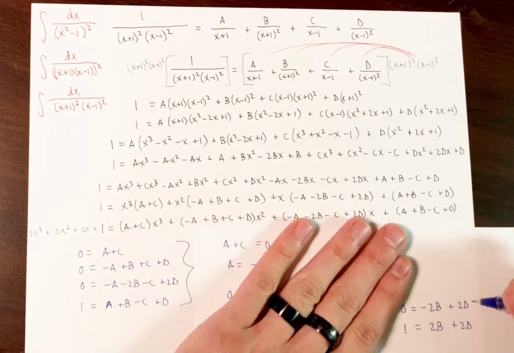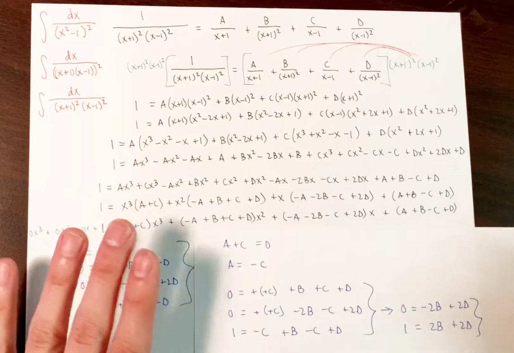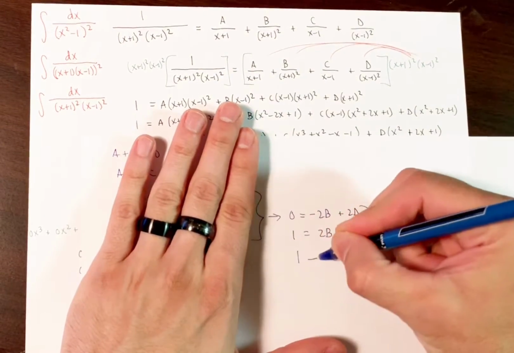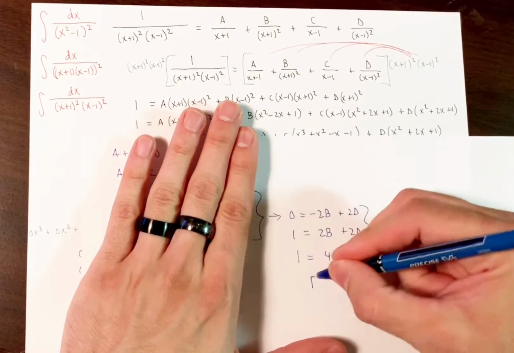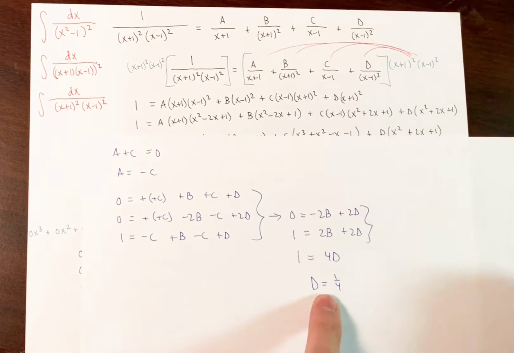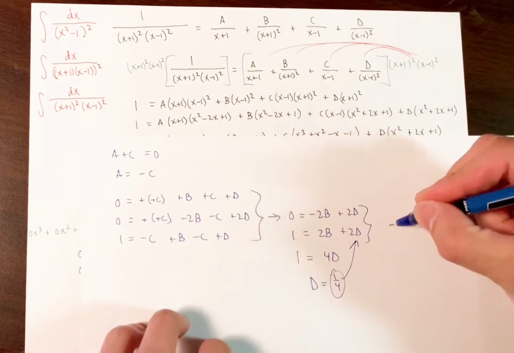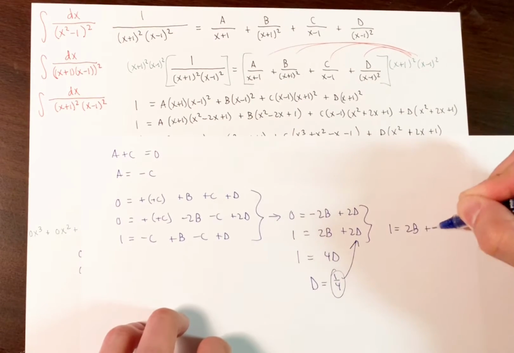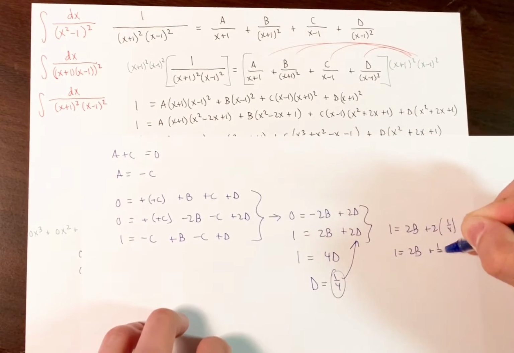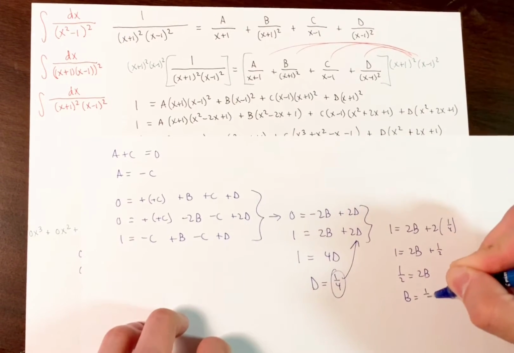So I've created here a tiny little system of equations, which conveniently can be solved because the B's would go away, so that 1 equals 4D. So D is 1/4. As soon as you have D, why don't you take it and plug it back in there to find B? So this is 1 equals 2B plus 2 times 1/4. So 1 equals 2B plus 1/2. So 1/2 equals 2B. So B is also 1/4.